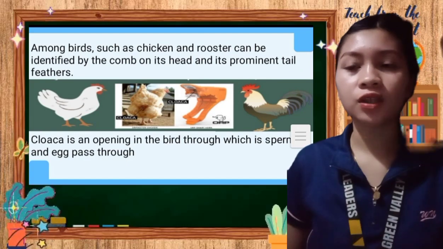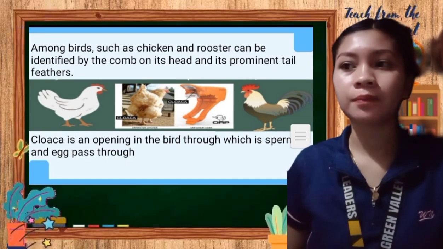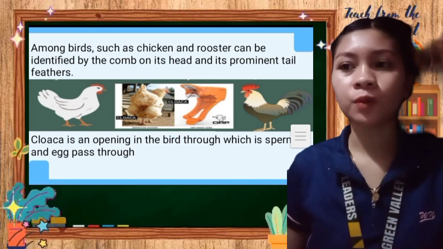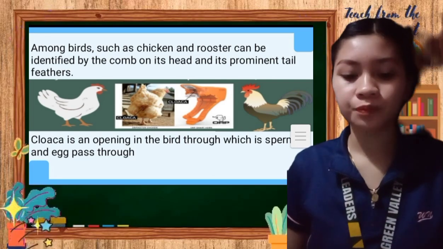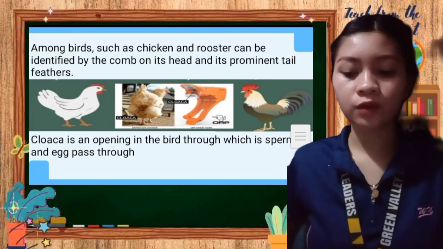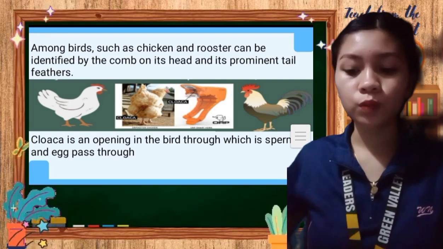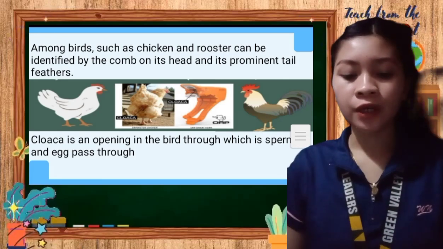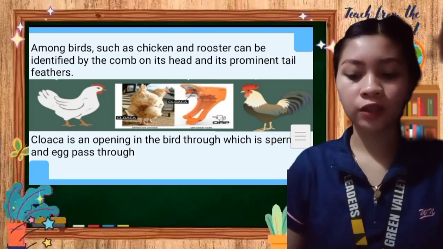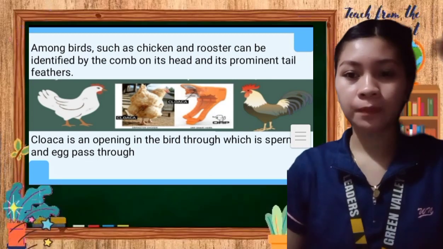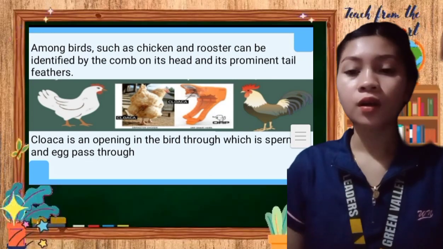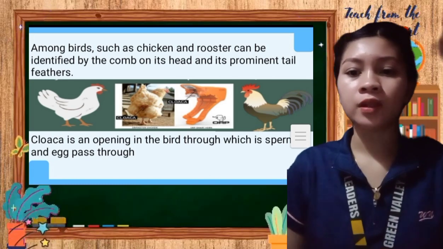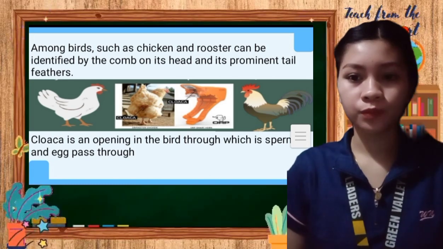Among birds, such as the chicken and rooster, they can be identified by the comb on the head and the prominent tail feathers. So with the chicken and the rooster, here you can identify if it is male or female. Here is the example of the chicken and rooster, the picture that I showed. Cloaca is an opening in the bird through which sperm and egg pass.